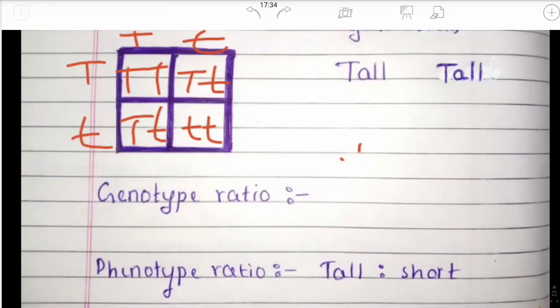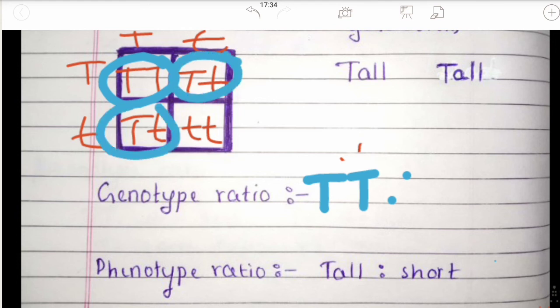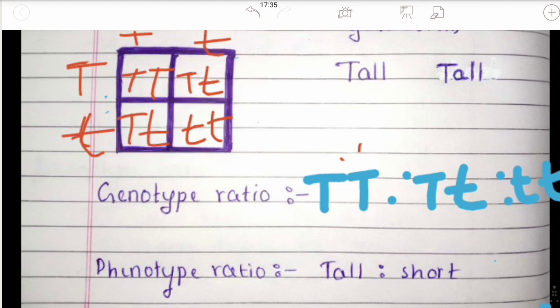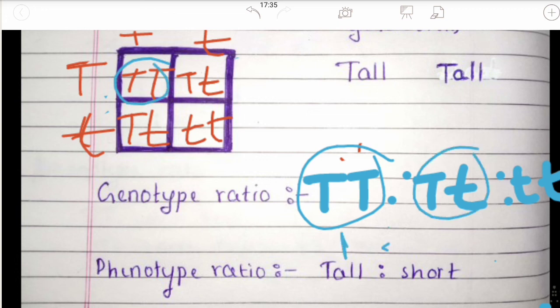Now calculate the genotype ratio. How many capital T capital T are present? Only one. How many capital T small t are present? Two. And how many small t small t are present? One. So 1:2:1 is the genotype ratio.